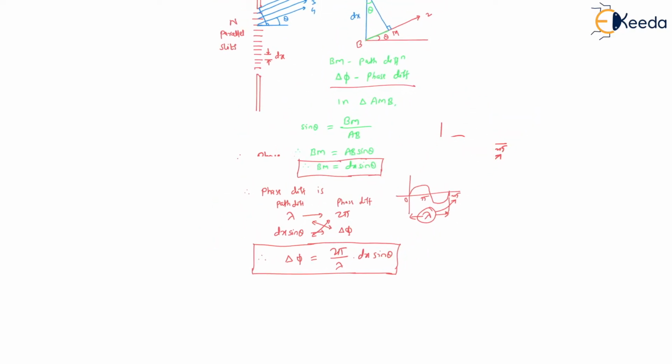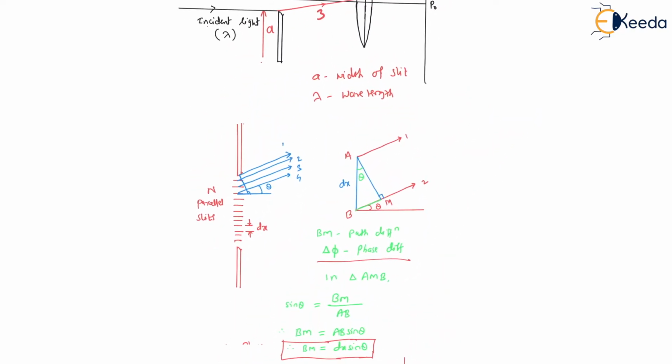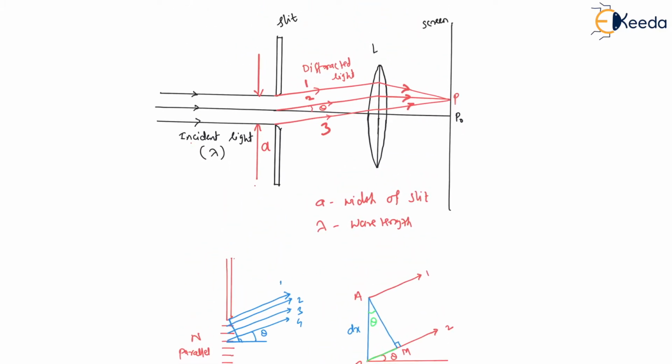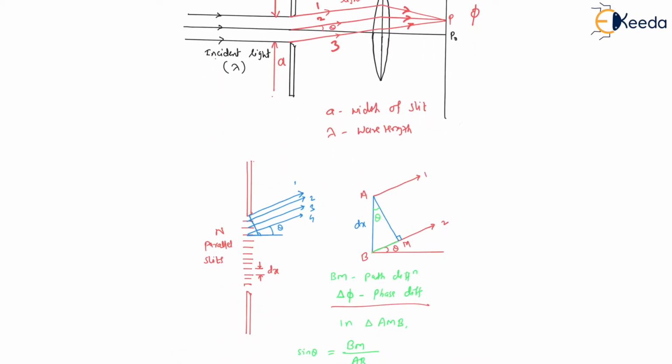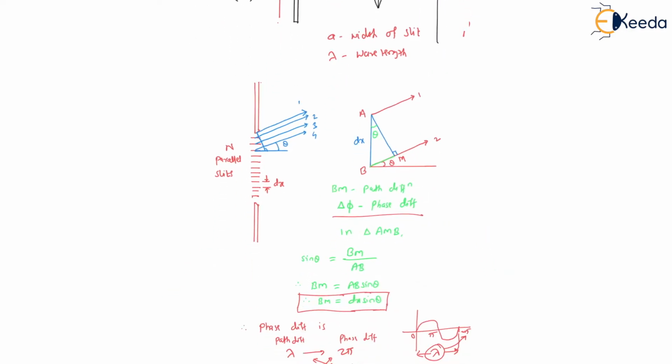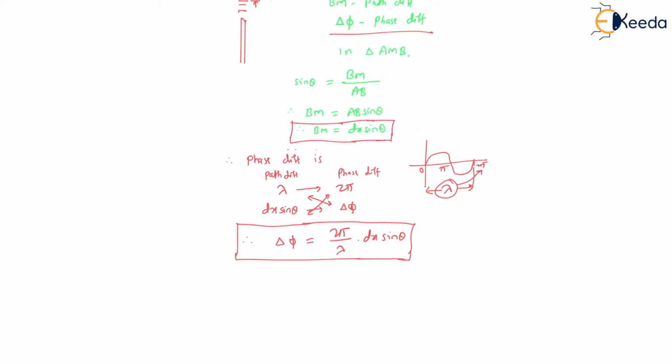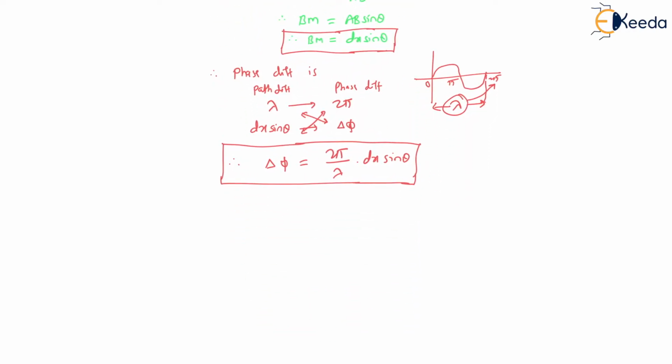Now remember, I'll come to this diagram again, just look at this one. Here, for all the rays which are coming at point P, we have taken the total path difference or the total phase difference as phi, and the phase difference between these two adjacent rays will be delta phi. So here we can say the total phase difference for the light which is coming at point P, that will be what?